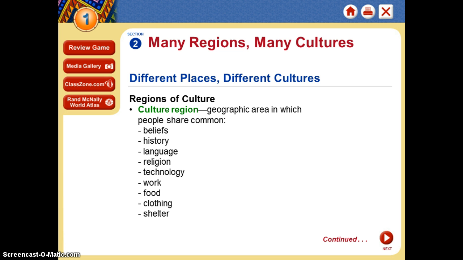Some of these individual culture traits are beliefs, superstitions, a common history, language that is spoken, religion, as we just discussed, also access to technology, economic conditions, what type of work is available in these regions. A lot of the food will have similar characteristics across the entire region, clothing as well, and finally, the way they provide shelter for themselves and their families.